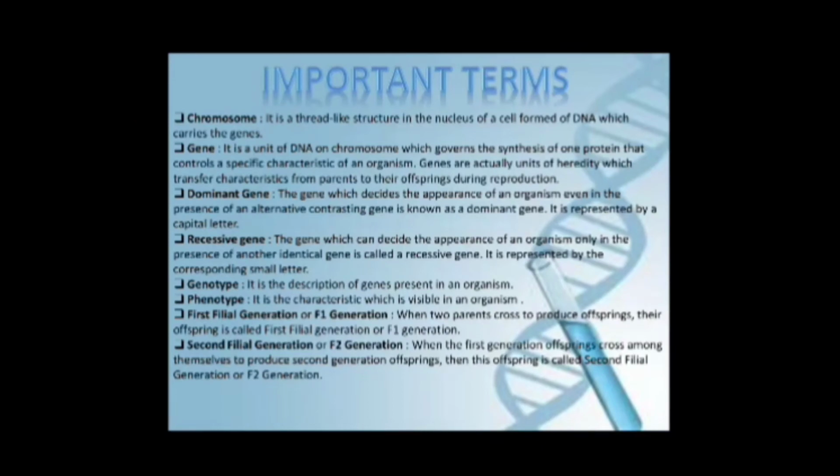Dominant gene. The gene which decides the appearance of an organism even in the presence of an alternative contrasting gene is known as a dominant gene. It is represented by a capital letter. Recessive gene. The gene which can decide the appearance of an organism only in the presence of another identical gene is called a recessive gene. It is represented by the corresponding small letter.